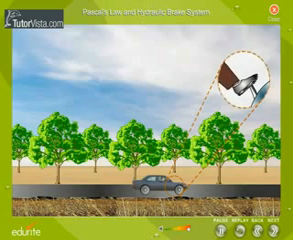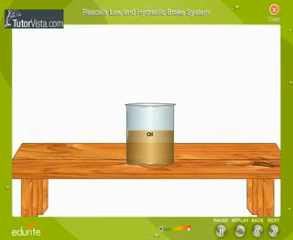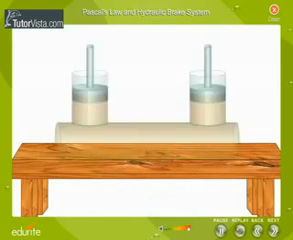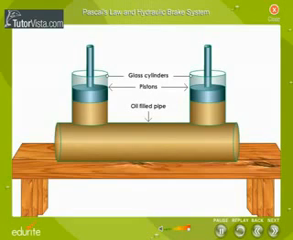The basic idea behind any hydraulic system is very simple. The force applied at one point is transmitted to another point using an incompressible fluid, generally oil. Most brake systems also multiply the force in the process. Here you can see the simplest possible hydraulic system. Two pistons are fitted into two glass cylinders filled with oil and connected to one another with an oil-filled pipe.